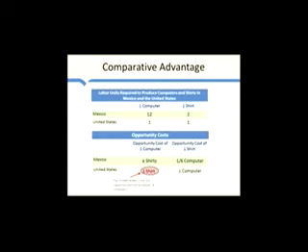Now, who is the low cost producer of shirts? Well, it's Mexico. In Mexico, you're only giving up 1/6 of a computer to produce a shirt. In the United States, you're giving up one computer to produce a shirt. So you'd much rather produce shirts in Mexico where the opportunity cost is lower.